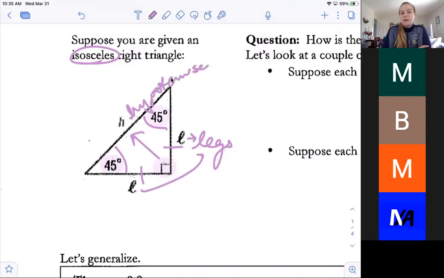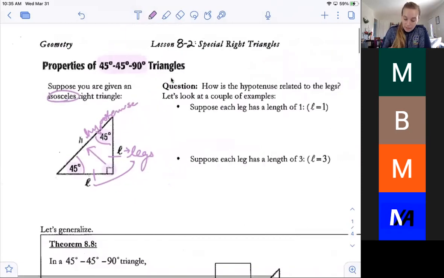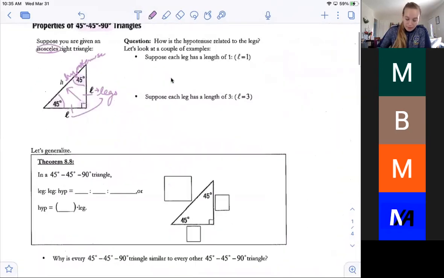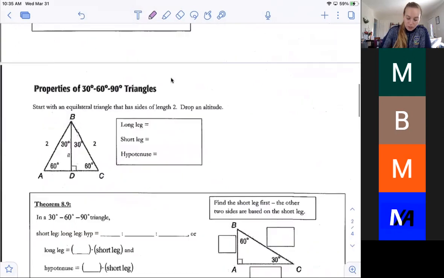So it's already kind of a special triangle, but there are more special ways we can generalize about every single 45, 45, 90-degree triangle momentarily. Okay, so I just previewed that. I'm going to preview the other triangle and then we'll do the work for each.